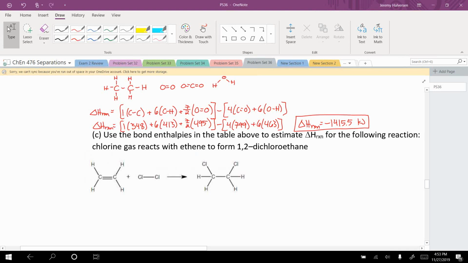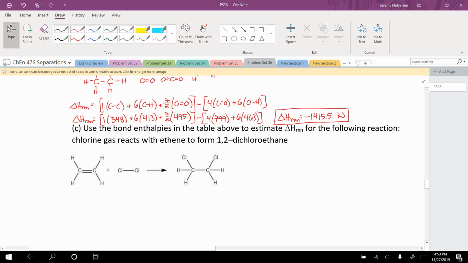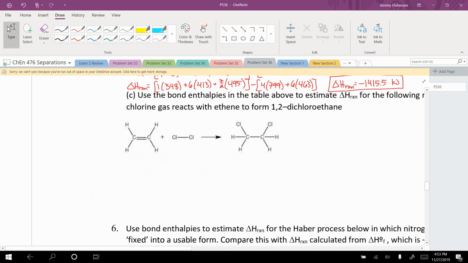All right, that brings us to part C, where we're going to use the bond enthalpies in the table above to estimate delta H reaction for the following reaction. Chlorine gas with ethene forms 1,2-dichloroethane. They tell us to use bond enthalpies, so we're going to do the same thing. We're going to have broken minus formed, so what breaks? Well, we've got a CC double bond that breaks. We've got 4 CH bonds that break. And we've got 1 Cl-Cl single bond that breaks. That's just these guys.